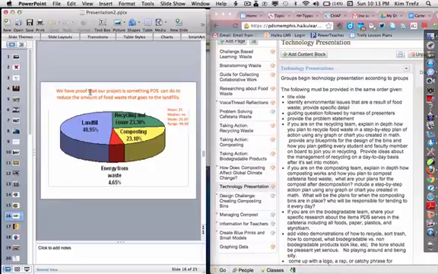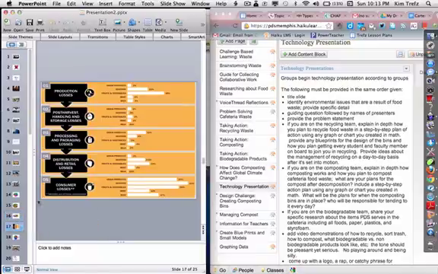Okay, we have proof that our project is something PDS can do to reduce the amount of food waste that goes into the landfill. Okay, so what is your proof? If you're going to say that, you probably need to show me how it's going to be possible. So if we're going to compost, maybe you can explain the process of doing that and what role everyone will play in accomplishing that.